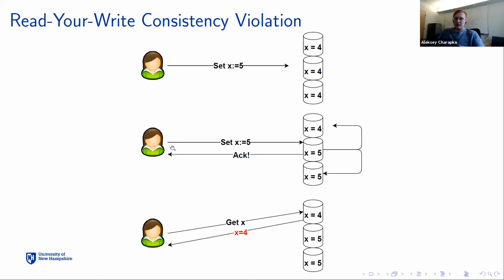So when she reads it next time, if she goes and picks a random server, if she reads just from one server, and she is not lucky and picks that stale server that hasn't received the update yet, then she will get the old value of the data. So this is clearly a violation of read-your-write consistency.